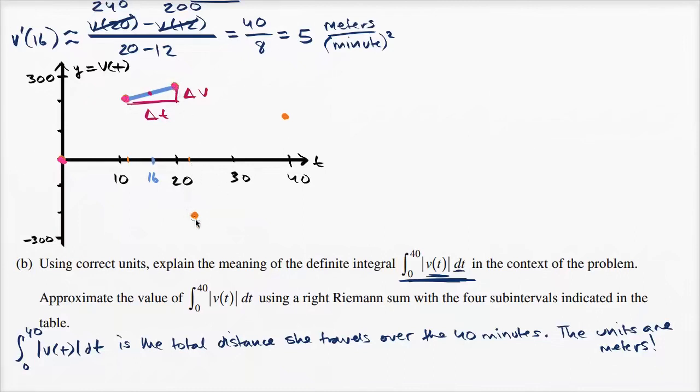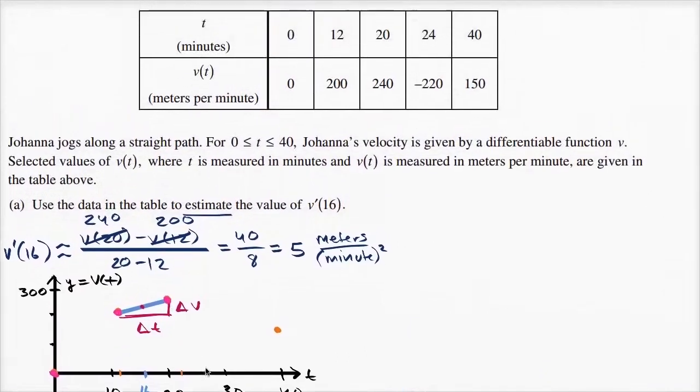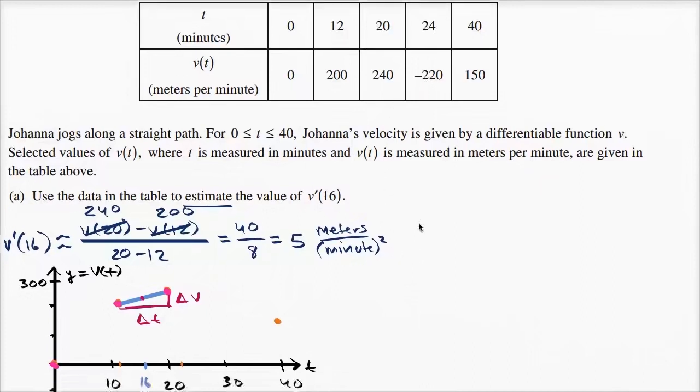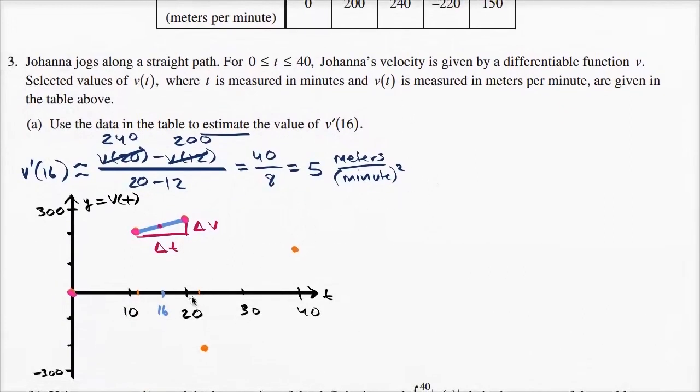The absolute value of negative 220 is going to be positive 220. So we saw here when t is equal to 24, v of t is negative 220. She's jogging in the other direction, but we're going to take the absolute value of that. So when t is equal to 24, her speed is going to be 220. So it's going to be right around there. And then the absolute value of this is just going to be that point again.